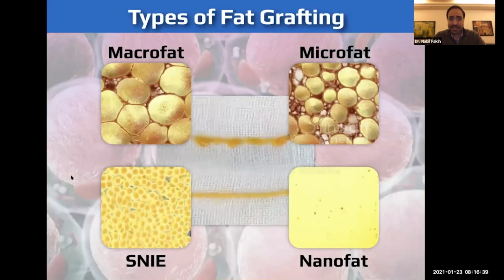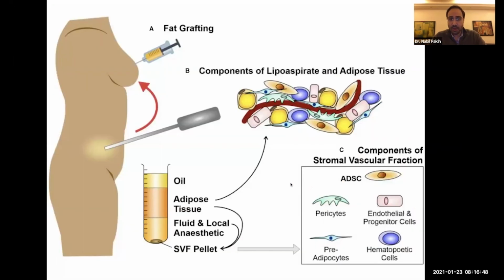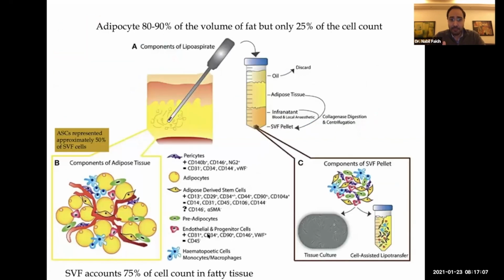So that's what we see in the difference in fat size. Normally nanofat does not contain any fat cells, it's only liquid. Another thing I should say: whenever we harvest adipose tissue, we get some oil in the upper part, then the fluid and local anesthetic, and in the lower part we get the SVF pellet. Normally, this SVF pellet contains 75% of the cell count in fatty tissue.